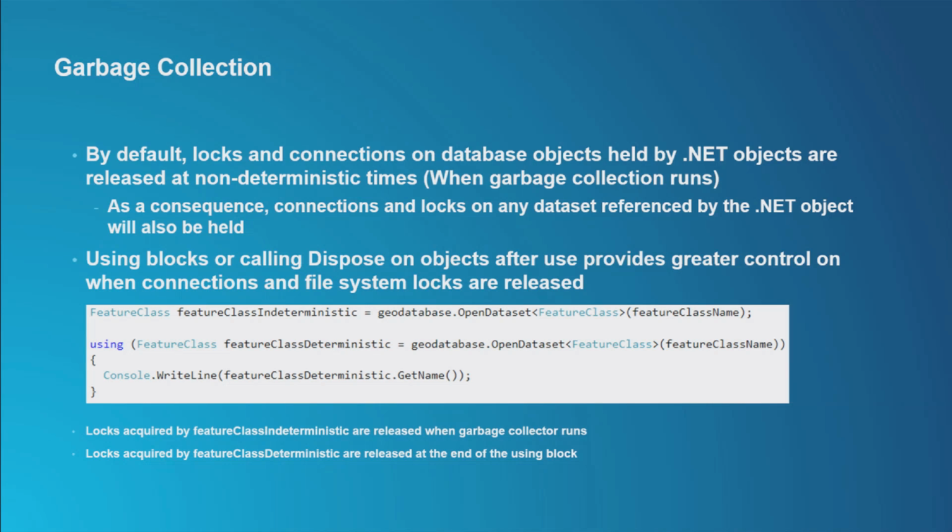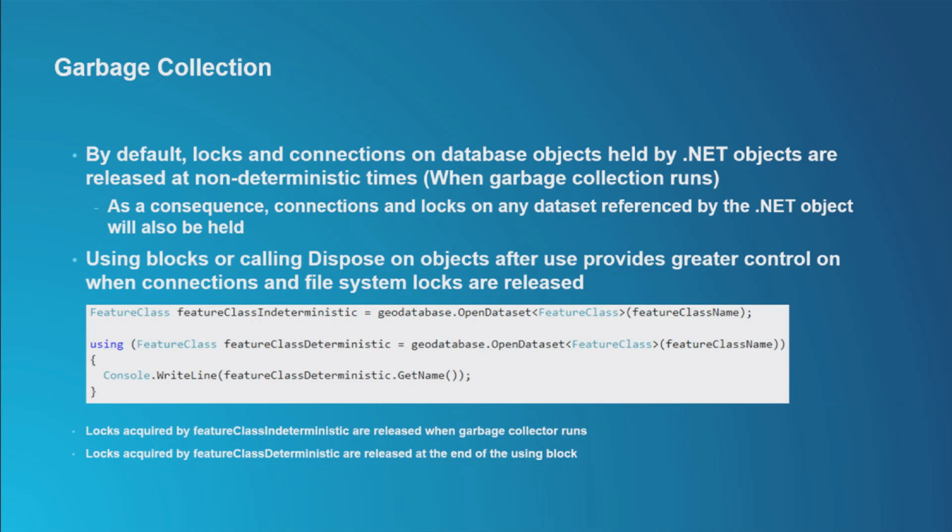So for instance, in this code snippet, we have two variables. The first one is feature class indeterministic. I open a geodatabase, open the data feature class, and assign it to it. The second one is called feature class deterministic. I open this dataset inside a using statement. So the first one, when execution leaves the scope, leaves the block, the garbage collector will eventually kick in and clean up, disposing of the native resource. But exactly when that happens, we have no idea. It could happen the next second, next minute. We can't predict when the runtime garbage collector will take over.